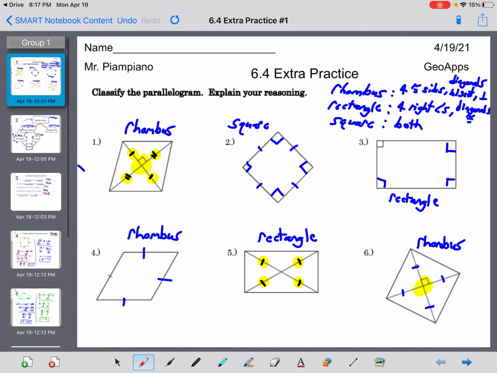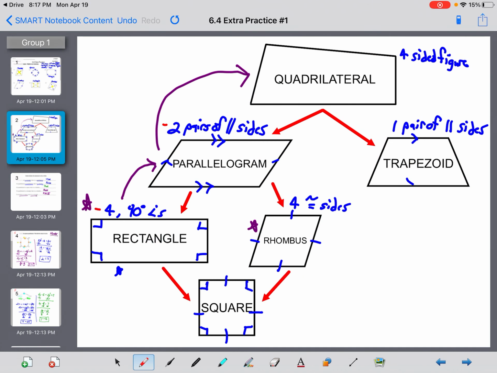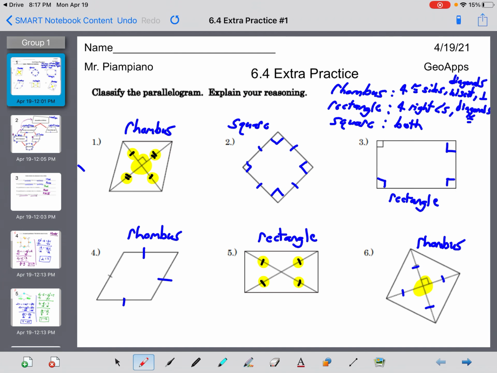Again, we need to remember those rules. So if you do not remember these rules, two pairs of parallel sides, and these rules that we marked over here for rhombus, for rectangle, for square, please go back to 6.4, the actual lesson itself from yesterday. That date was 4/19. So go back to your work from 4/19 and really make sure you understand and know the different theorems that we wrote down in that lesson. And again, feel free to ask me any questions if you are unsure.